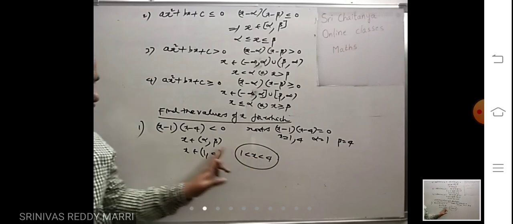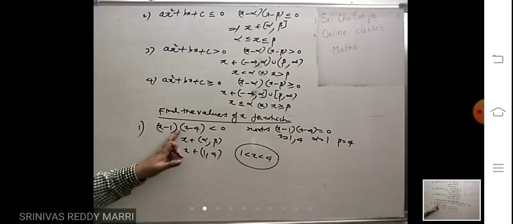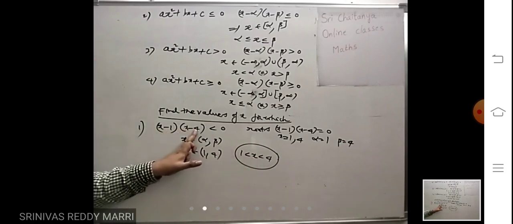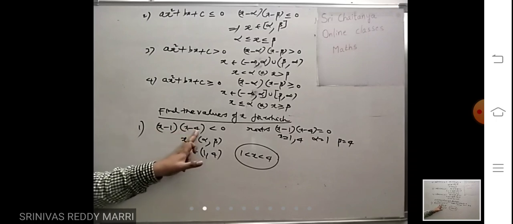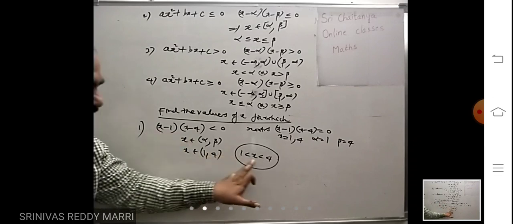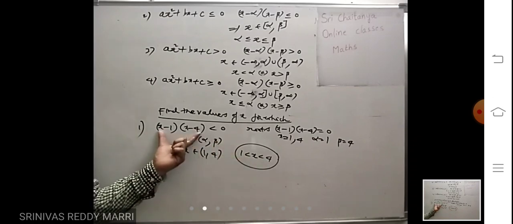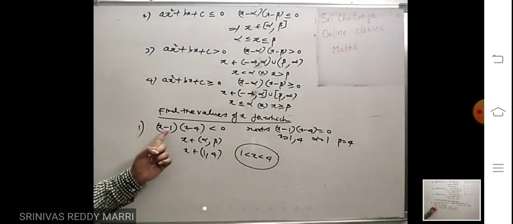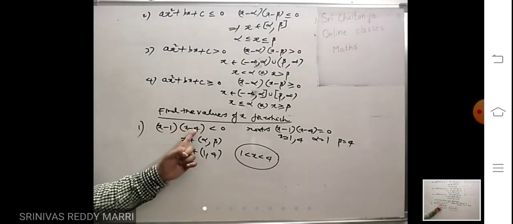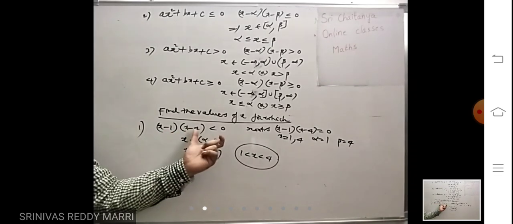Let us take 2. Then (2 minus 1) into (2 minus 4) is 1 into minus 2, which is negative. So for these values of x, this will always be negative. Suppose you take x equal to 3, substitute here: (3 minus 1) into (3 minus 4) is less than 0.